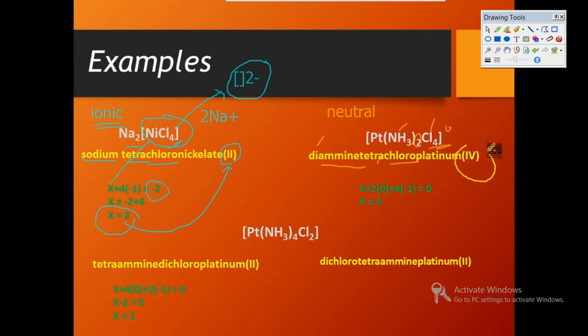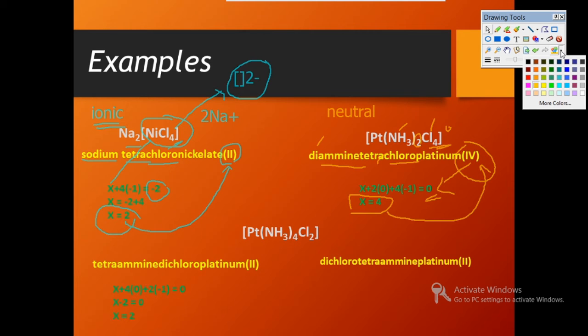Again you see the 4 written in the Roman numeral indicates the oxidation state, which is found here. We have to find X, that is the oxidation state of platinum, plus 2 into 0, for 2 ammonia molecules, and each ammonia molecule carries 0 charge, that is neutral, therefore I have put 0. Then 4 into minus 1, each chlorine carries a minus 1 charge, and the overall charge of the complex is 0. Since this is a neutral complex, its charge is taken as 0. Therefore the value of X is found to be plus 4, and it is represented here.